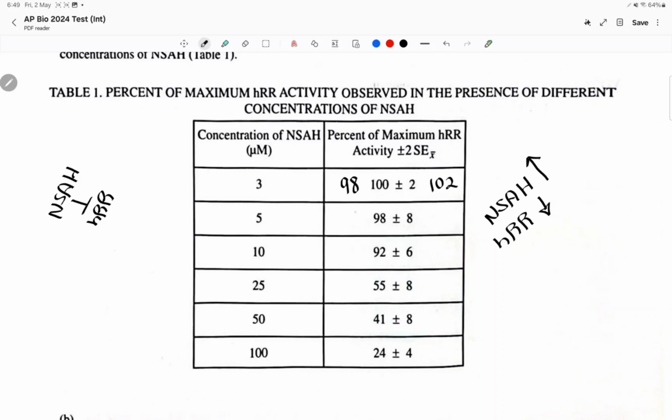98, 102. 90, 106. 86, 98. 47, 63. 33, 49. Do you guys know what I'm doing right now? Mister, I don't get it. Look, you see how it's plus or minus 2? So I do 100 minus 2, 100 plus 2. And it's the same for the rest. 20, 28. Now it's time to graph.